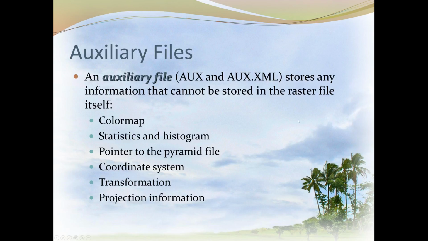For the ancillary files, an ancillary file, AUX and AUX.xml, stores any information that cannot be stored in the raster file itself: color map, statistics, and histogram, a pointer to the pyramids file, coordinate system, and transformation and projection information. Transformation, basically, is when you have a different scale and you transform it into a different scale and fit it into the map. And projection information, yes, sometimes we have to deal with that.